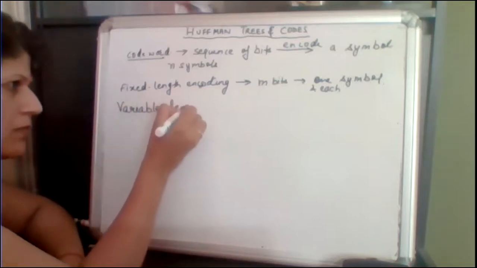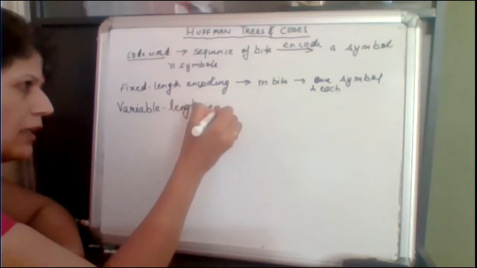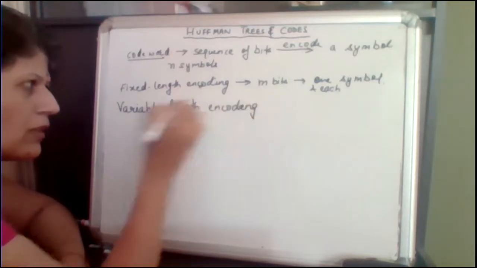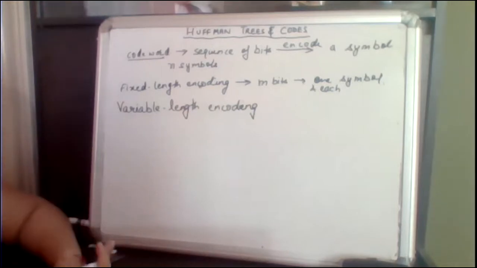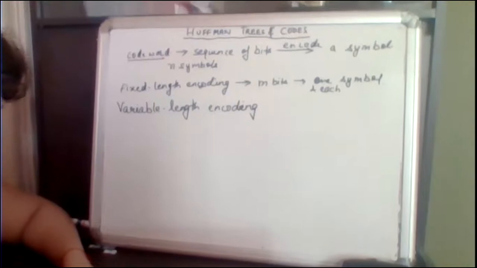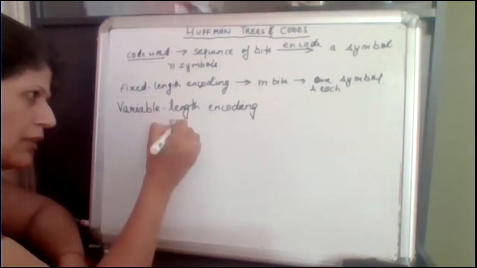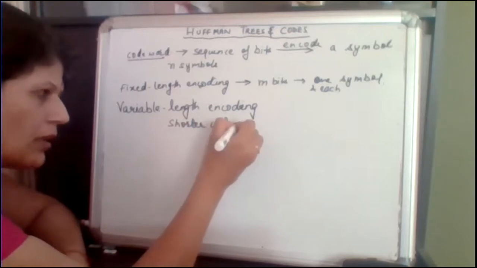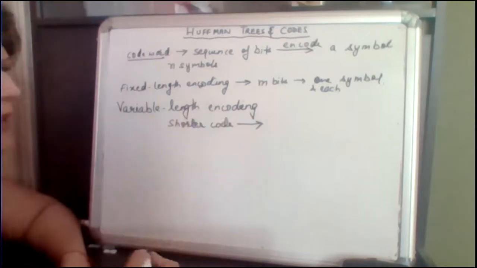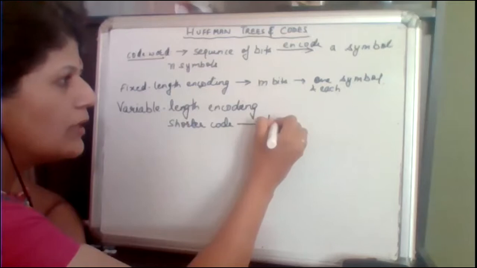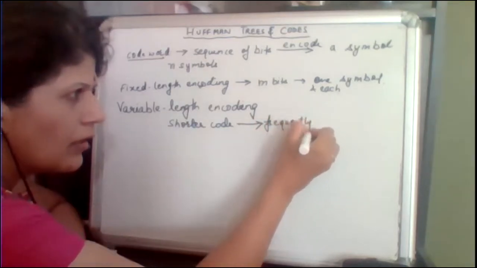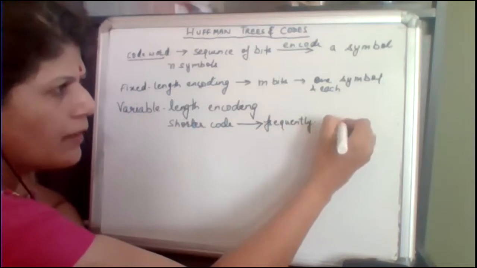As the name says, the code that is given to each of the symbols has a different length, that means a different number of bits. In this case, the shorter code words are given to represent the frequently occurring symbols.